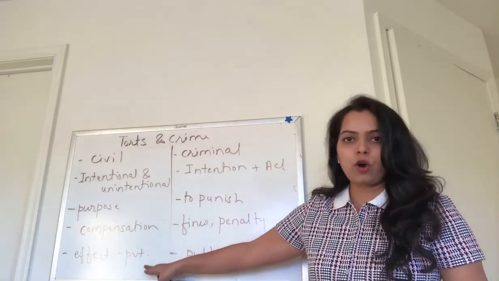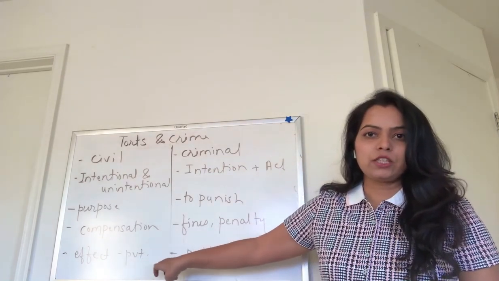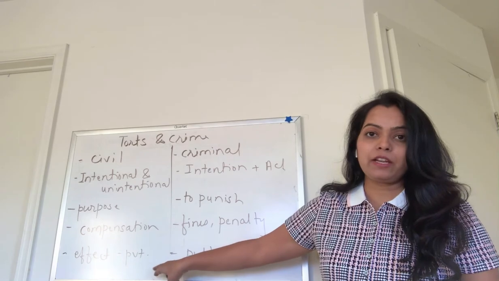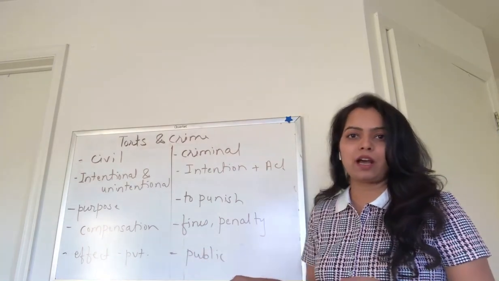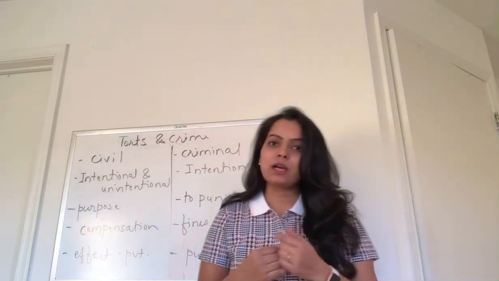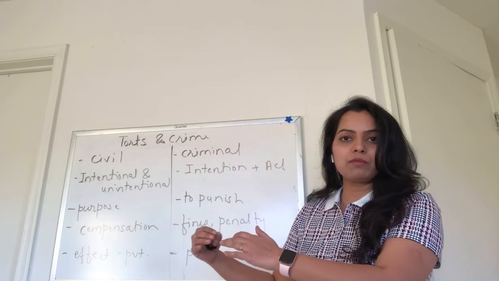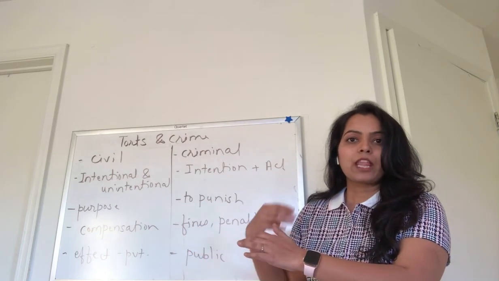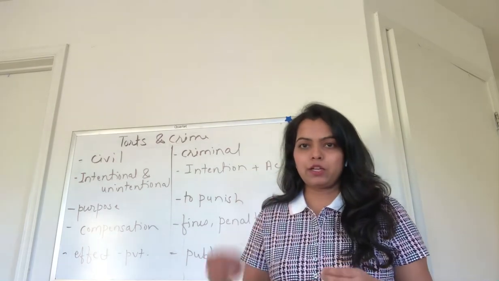In case of law of torts, the effect is on private parties. So the ultimate effect is on the parties, but in crime the ultimate effect is on the public at large, and that's why law of torts comes under the domain of private law, and crime comes under the domain of public law. So this is the major difference between crime and torts.